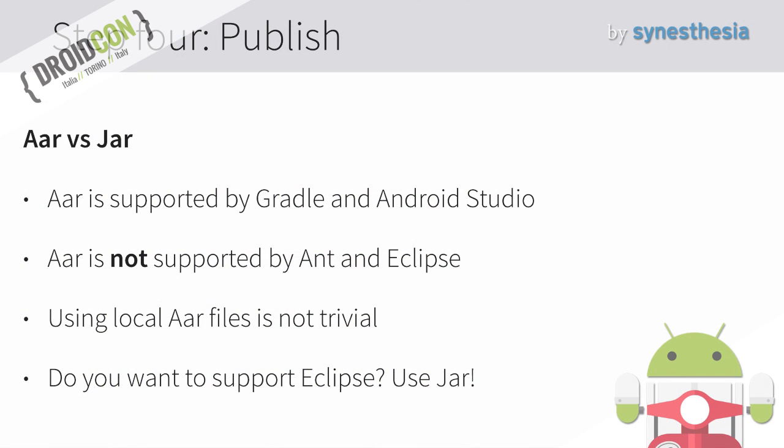Also, using local AAR files is non-trivial. What does this mean? When you have a big Gradle project with sub-projects, one of the sub-projects will be the library, and some of the other sub-projects will actually be your test apps, and you want to use the AAR file that you just compiled. That is trivial to do with jar files, but it's not as easy to do with AAR.